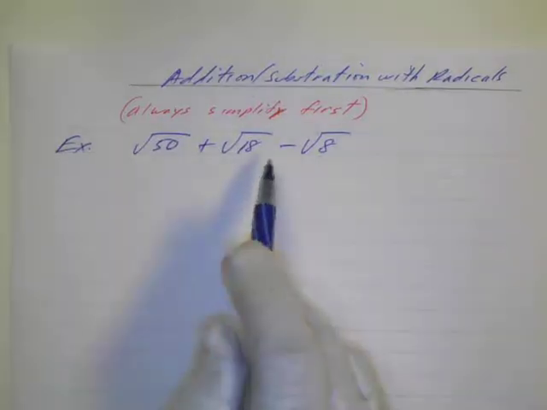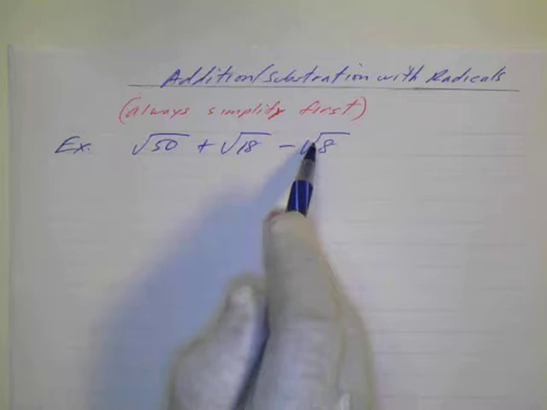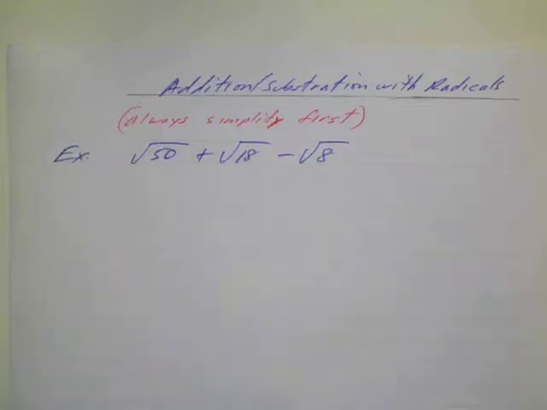They look all different. They have to have exactly the same index, which would be the square root or cube root, if we had cube roots. And they have to have the same radicand. Otherwise, we can't. So we can simplify this.